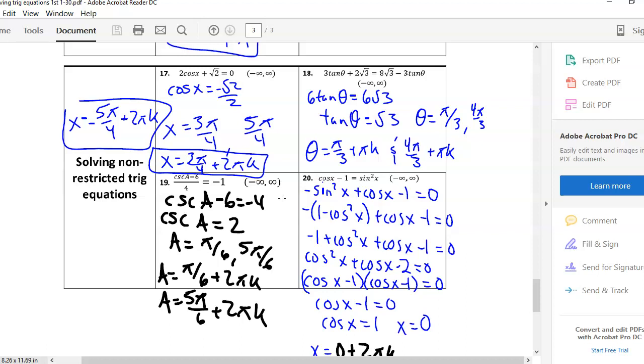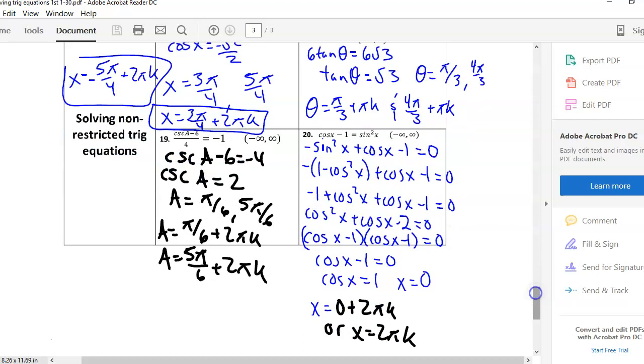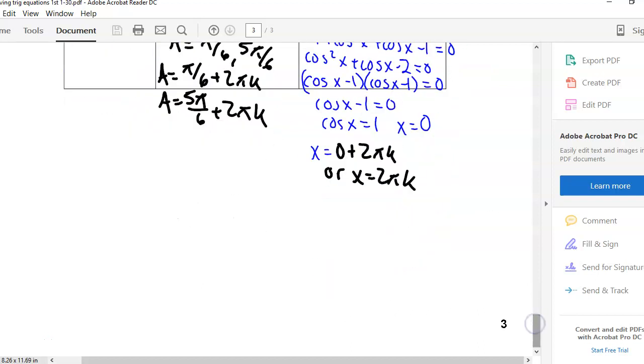For 20, that was one of your Pythagorean identity types. So once you solve that, Lauren, please stop talking. Once you solve that, put your Pythagorean identity in and get your answers, just add 2 pi k to that. But in this case, you don't need to add 0 plus 2 pi k. You could just put 2 pi k. It'd be the same thing. Questions on that?